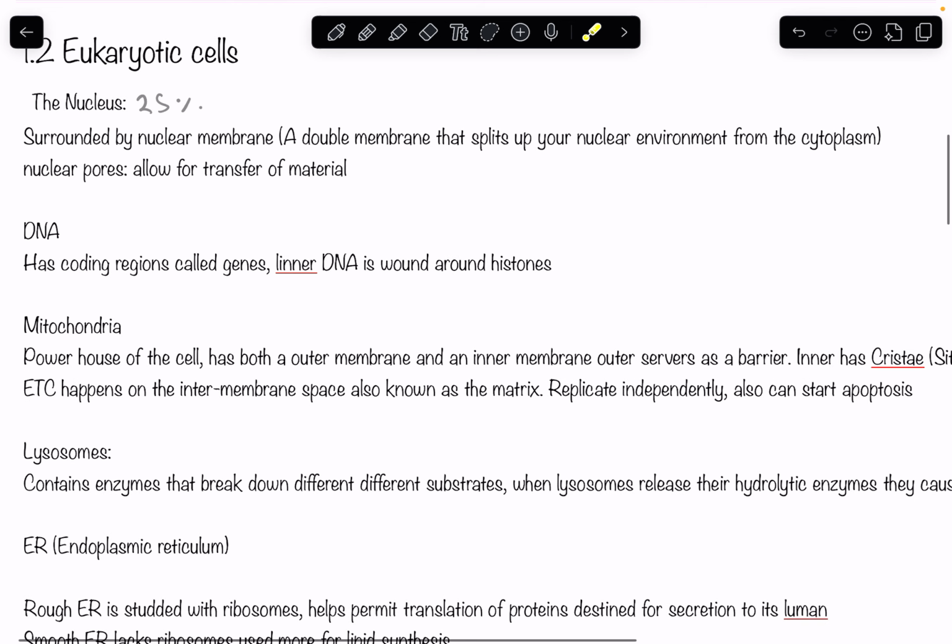So DNA. Obviously, we all know what this is, right? It has coding regions called genes, and make sure you know that DNA is wound around histones. Now, we're going to get to histones very soon, but not yet.